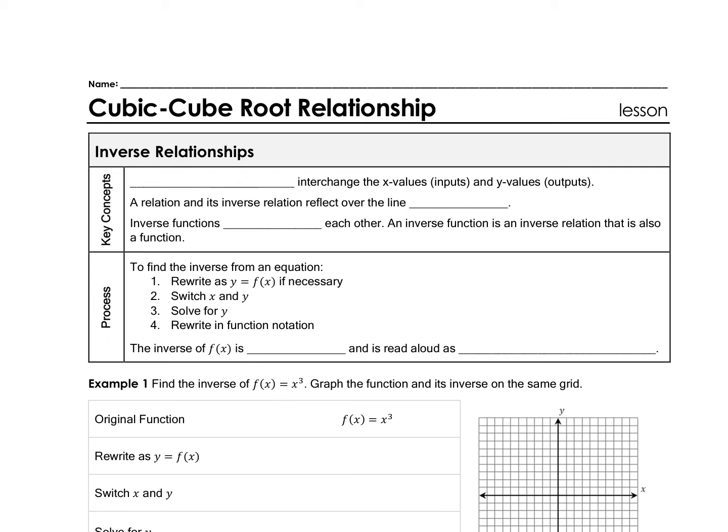In this lesson, we're going to be looking at cubic and cube root relationships. Remember, we've discussed inverses before. Remember, the x's and y's are switched because it's a reflection over the line y equals x. Inverse relations interchange the x values, which are your input, and the y values, which are your outputs. So a relation and its inverse reflect over the line y equals x.